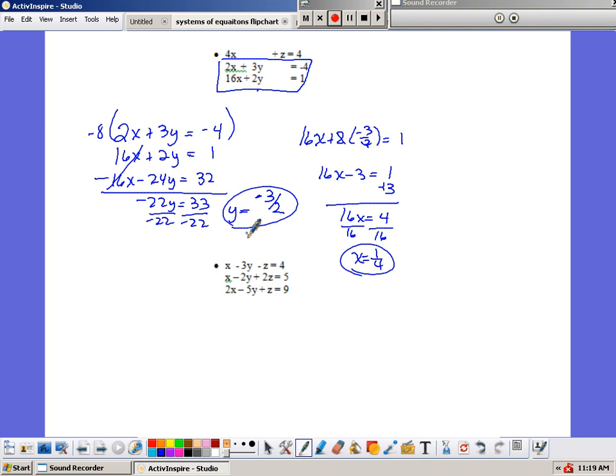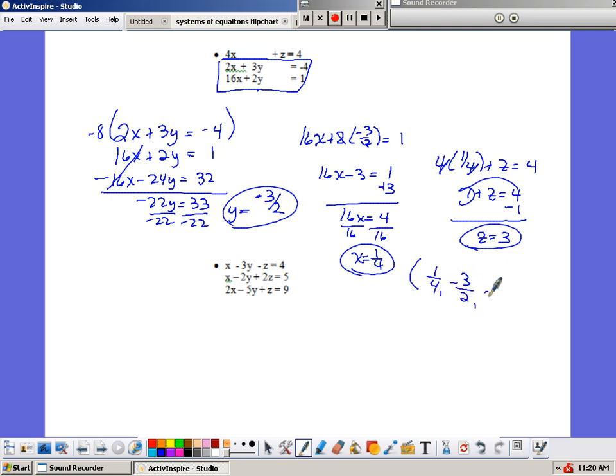If you go back, I only need z now. And to get z, I have to use the first equation. I know what x is. So 4 times 1/4 plus z is 4. 1 plus z is 4. Subtract 1. Z is 3. So 1/4, negative 3/2, 3.